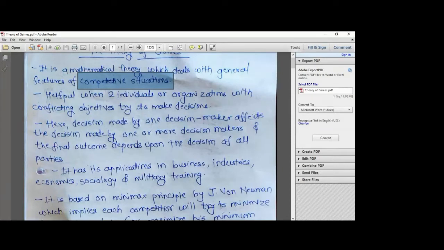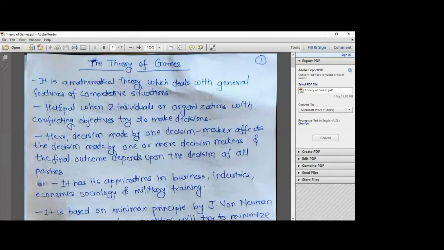When we have a competitive situation, it may be between two individuals or organizations, and when such situations are there which are competitive in nature, this mathematical theory explains those competitive situations and helps in understanding how the profits can be maximized or the losses can be minimized, right? So it is of that philosophy, right?